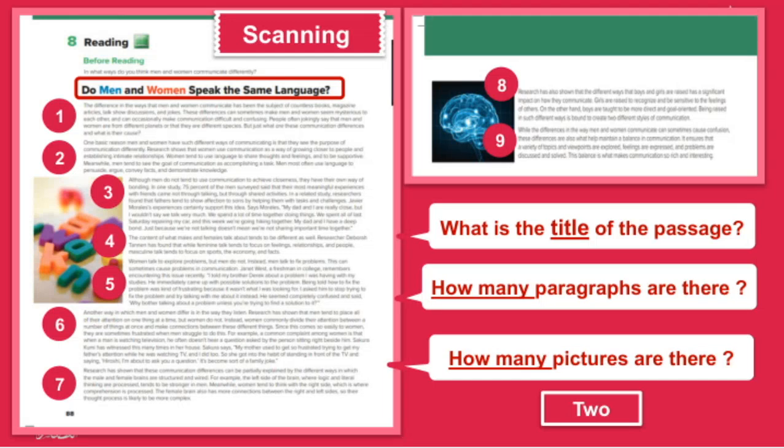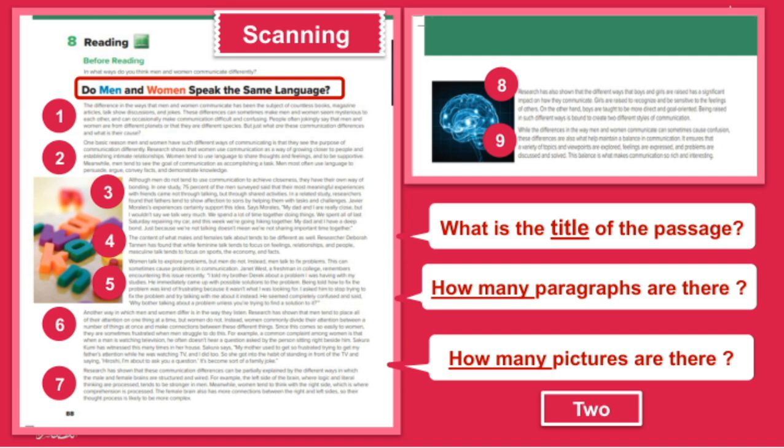Let's take a closer look at this slide titled Scanning. You might notice the numbers from 2 down to 1, which could represent steps or stages in a process. Now the key questions here are, how many pictures are there, and how many paragraphs? These questions are designed to encourage you to analyze the content visually and textually. It's important to pay attention to these details because they help us understand the structure and focus of the passage.